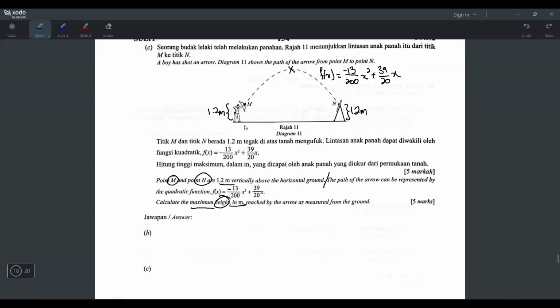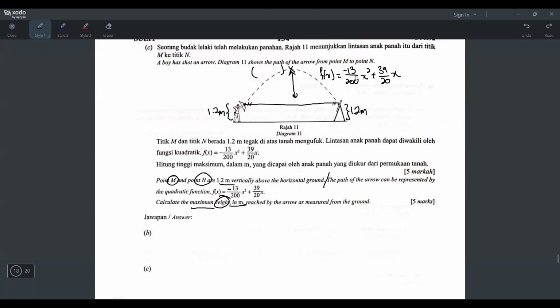So what is the method here? Find the maximum point of the equation. After you find the maximum point, take the y coordinate plus 1.2. Why take the y coordinate? Because they want the height. Height is the vertical distance. So don't take the x coordinate, take the y coordinate. And why add 1.2? Because when you find the y coordinate, it is only until here. So you have to add the 1.2 here. But let's find out this point's coordinate first.